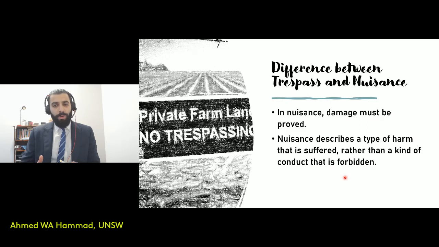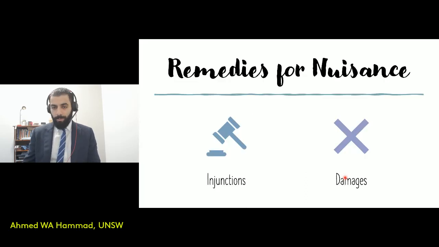Nuisance also describes a type of harm that was suffered by the plaintiff, whereas trespass is about the conduct that's forbidden. So trespass in itself is a conduct that's forbidden, whereas nuisance creates a harm, and that harm impacts the individual. Now that individual can be part of the public nuisance, or a private individual, private nuisance.